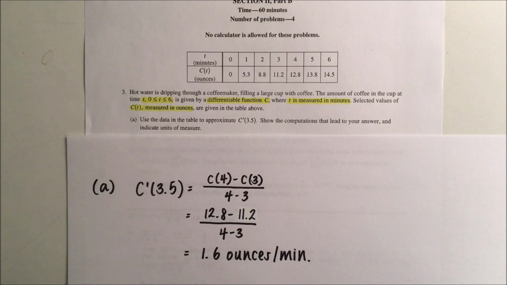The answer with units is 1.6 ounces per minute. If you are unclear about the resulting units, notice that c of t is in ounces and time is in minutes. Therefore, the change in ounces over minutes will result in units that are in ounces per minute.